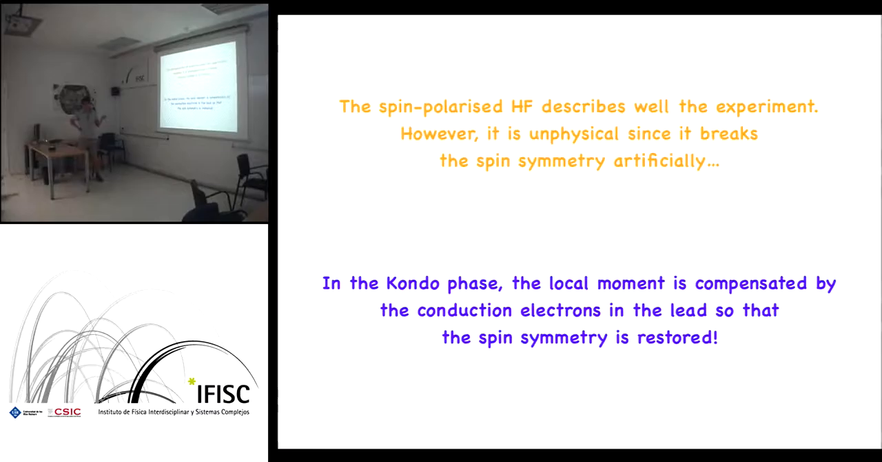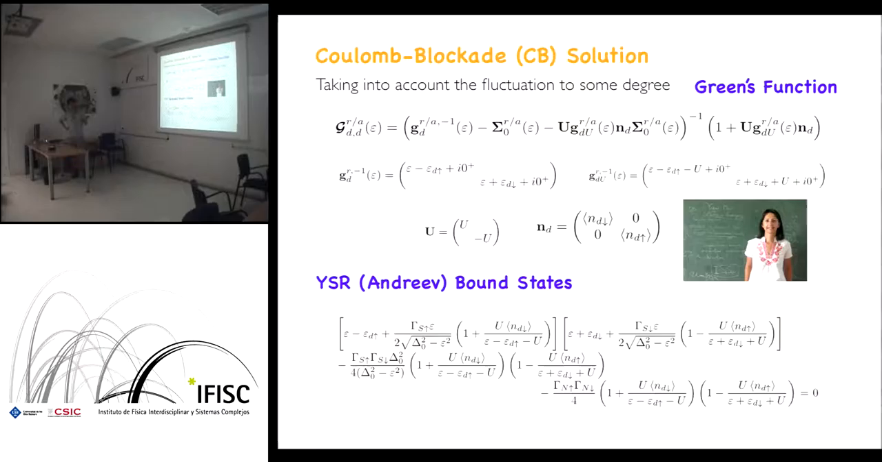But we cannot accept it. The spin polarized Hartree-Fock, although it describes the experiment well, is unphysical. It is unphysical because it breaks the spin symmetry artificially. In the true Kondo phase, there is also a local moment, but the local moment is compensated by conduction electrons in the lead. So in this case, the spin symmetry is restored. So the true Kondo phase is different from the spin polarized Hartree-Fock phase.